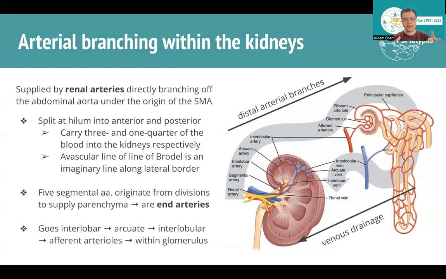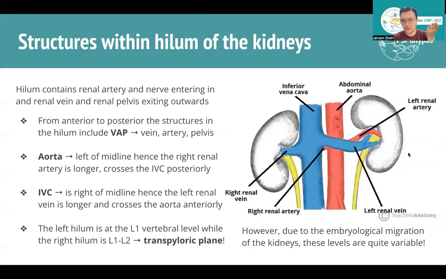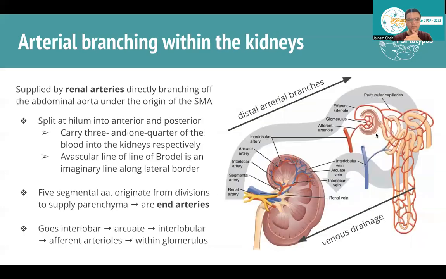Now, this is a bit less important, but I thought I'd cover it because I've seen it once or twice in different notes. Generally, once the renal artery hits the hilum, it's not shown in this diagram because it's a bit proximal, it'll divide into anterior and posterior. Anterior is the bulk of the blood supply, about 3/4 of the blood, and then the posterior is about the remaining 1/4.